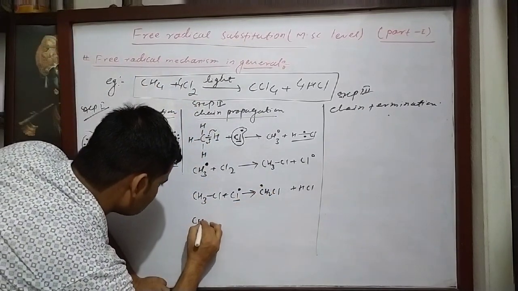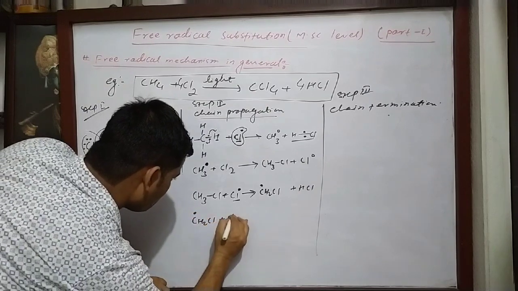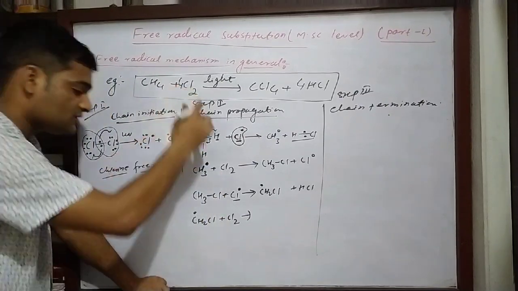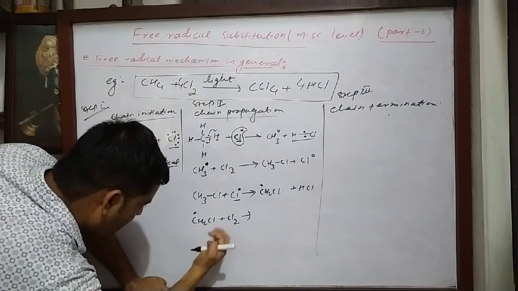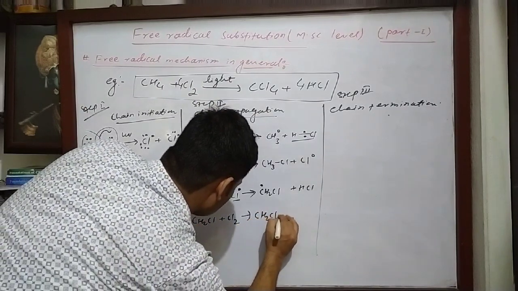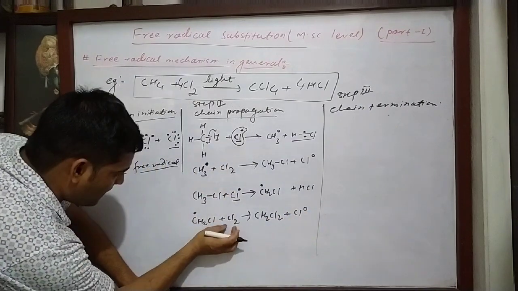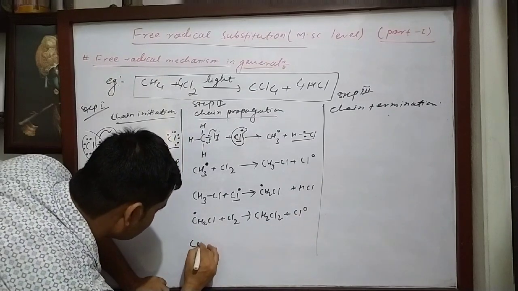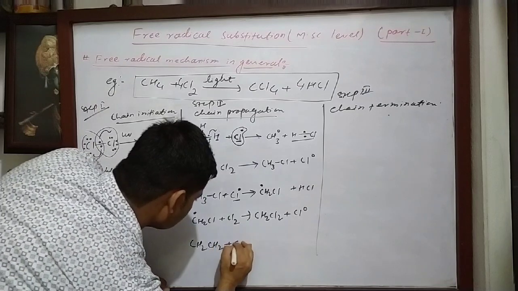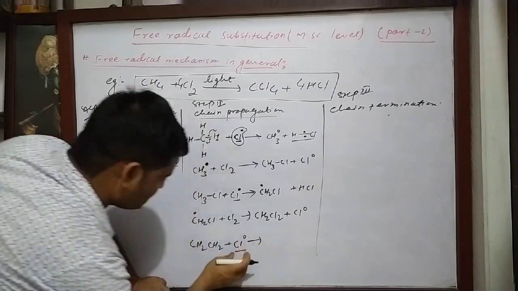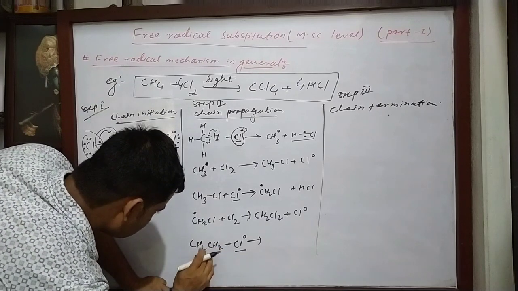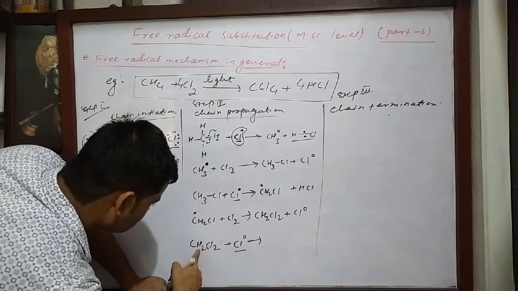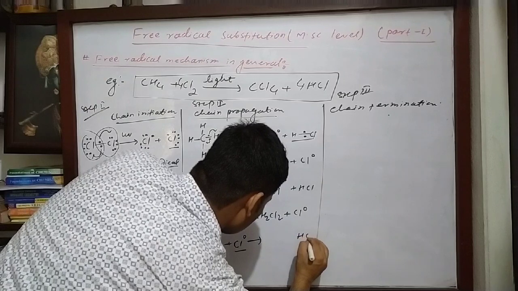Again CH2Cl is a radical, and this radical reacts with a neutral halogen molecule. The radical abstracts one chlorine, giving neutral CH2Cl2 and Cl radical. When one Cl is abstracted by CH2Cl, a Cl radical is released. Again, this CH2Cl2 is neutral, and the Cl radical abstracts hydrogen, giving HCl as byproduct.